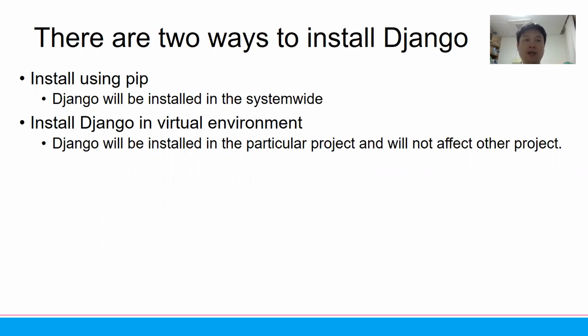There are two ways. First, you can install using pip. So Django will be installed system wide. If you want to have a stable Django, I recommend you to use pip. Or the second option, you can use the virtual environment. Every time you make a project with Django, it will create a virtual environment. So this will be installed in a particular project only, and will not affect the other projects. Of course, there's an advantage to each way of installation, but I recommend you to use pip because it's more stable.